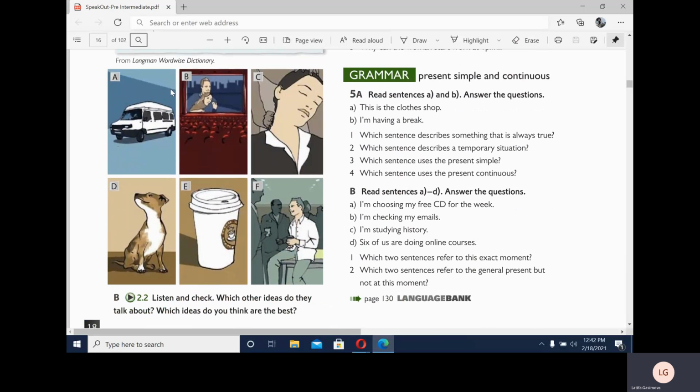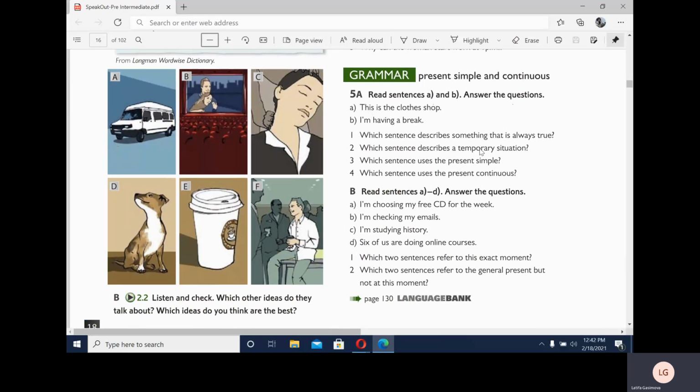So here we have to read the sentences, sentences A and B, and then answer these questions. So the first sentence is, this is the clothes shop and I'm having a break. Well, let's answer this question. Which sentence describes something that's always true? Well, this is A, right? Exactly, this is A. This is the clothes shop because it denotes that it's always true, right? And present simple denotes that it's always true.